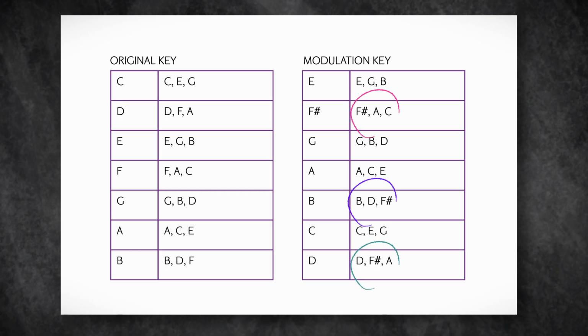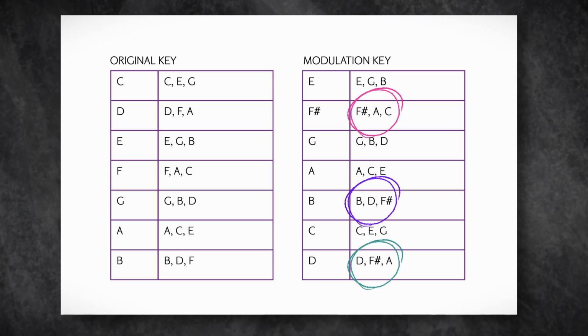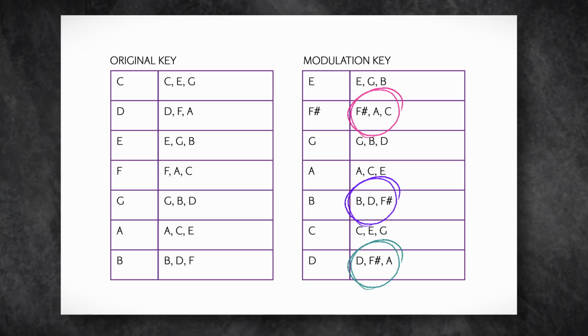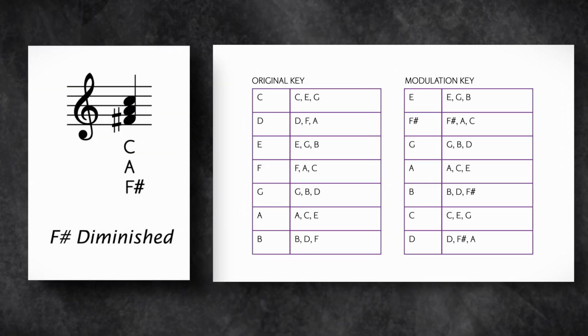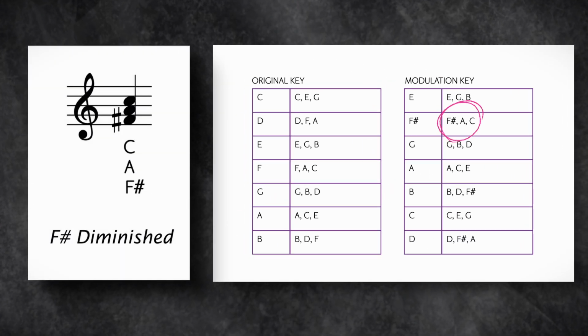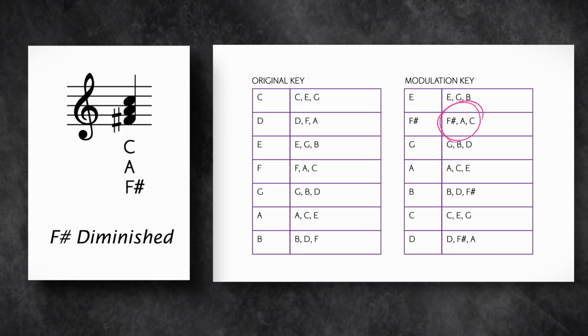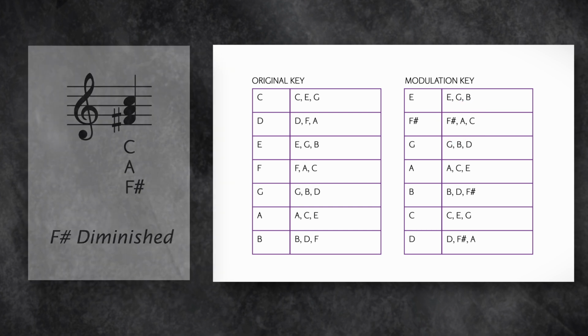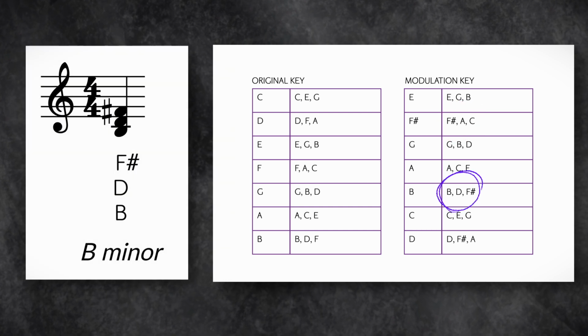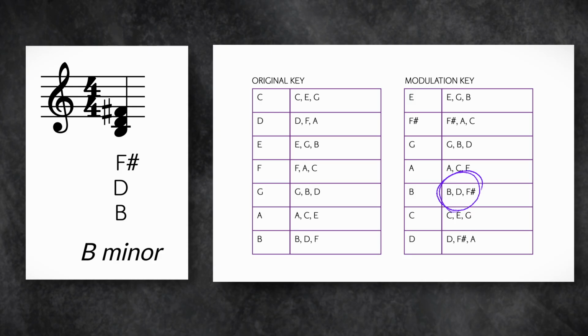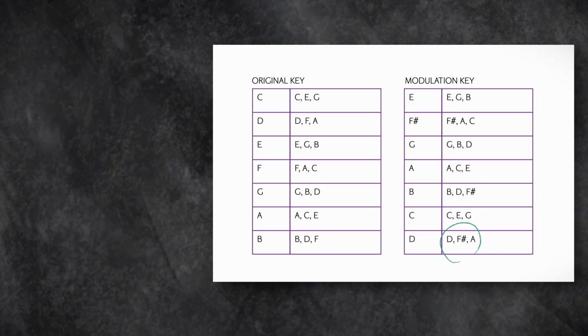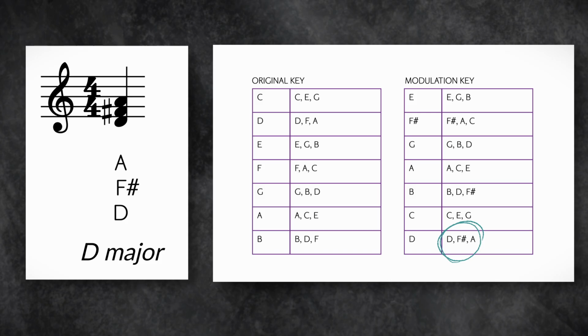Hopefully you worked out that the chords I could use for my modulating chord taken from the new key are either an F sharp diminished chord, which contains an F sharp, an A and a C, or I could use a B minor chord containing the notes B, D and F sharp, or I could use a D major chord which uses the notes D, F sharp and A.